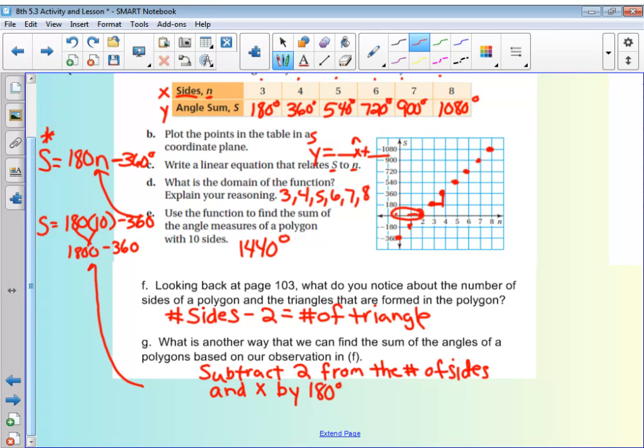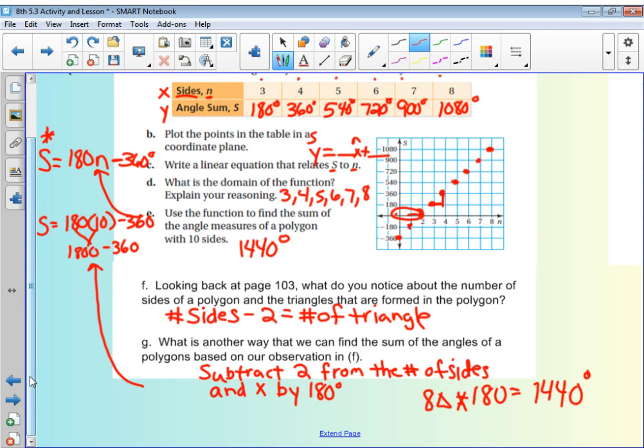instead of substituting in for 10, let's try this. If we subtract 2 from 10, that would give us 8. So if we had 8 triangles, would that equal the same number of 1,440? So we're going to take 8 times our 180. When I punch that in on my calculator, 8 times 180 does give me the 1,440. So it works to also do that.